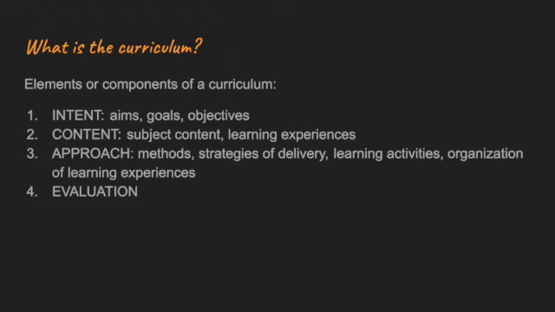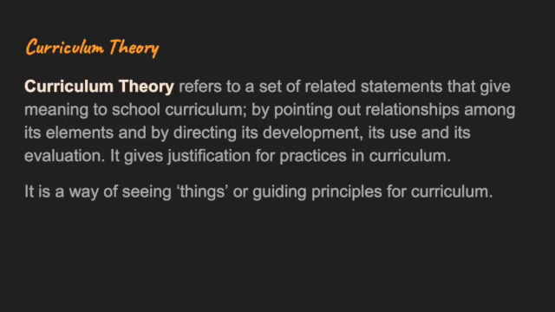How they interact with one another is what we now call curriculum theory. It refers to a set of related statements that give meaning to school curriculum by pointing out relationships among its elements and by directing its development, its use and evaluation. It gives justification for practices in curriculum. According to Revbu in 1990, a curriculum theory should provide practical guidance on what to teach, who is taught, who should control its selection and distribution, and who gets taught what. So it is a way of seeing things or guiding principles for curriculum.